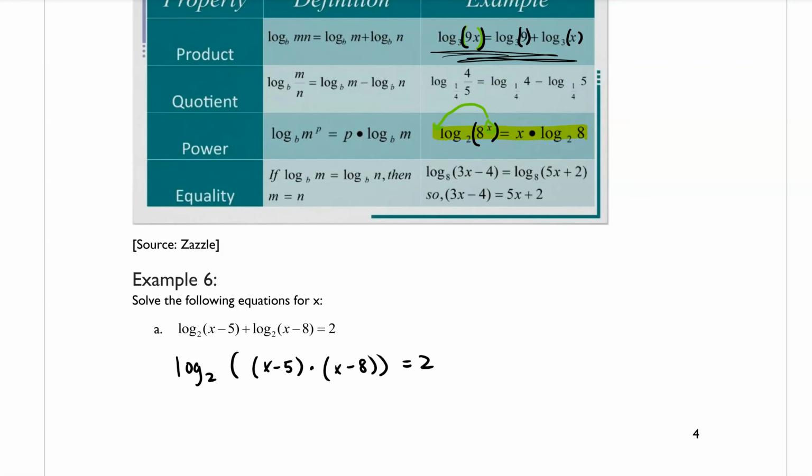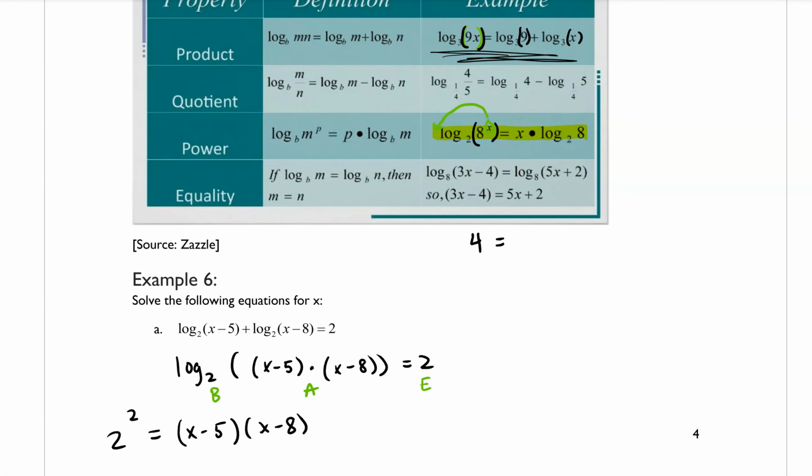Now, it might not be immediately clear why that's helpful to solve for x, but from here, we can change this into an exponential statement. So if we change that to an exponential statement, we get that 2 to the second power is equal to x minus 5 times x minus 8. And now if we simplify that, that's going to become a quadratic. And at this point, we've solved a lot of quadratics. So let's go ahead and FOIL out the right-hand side.